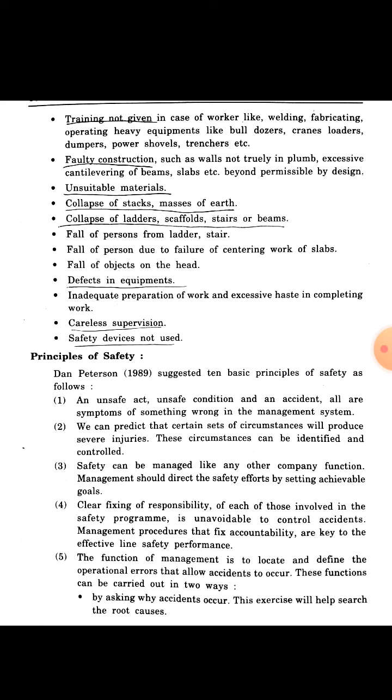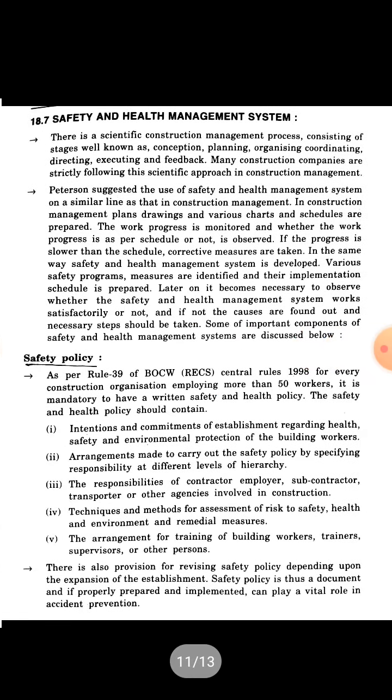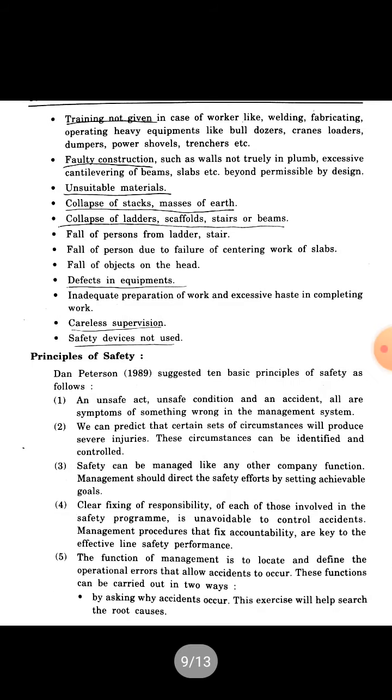Now next is the principles of safety. Dan Petersen in 1989 suggests 10 basic principles of safety. The first one is that unsafe act, unsafe condition, and an accident are all symptoms of something wrong in the management system.